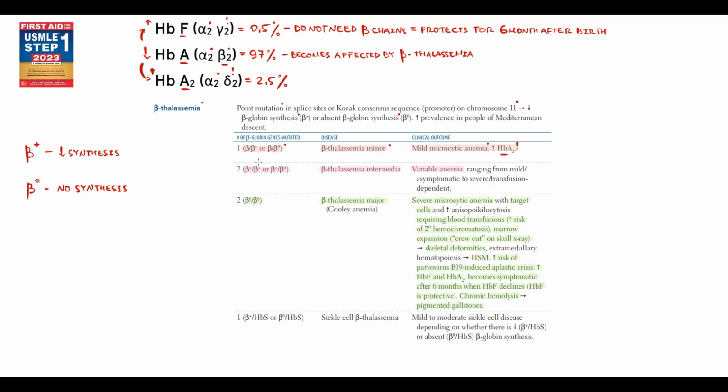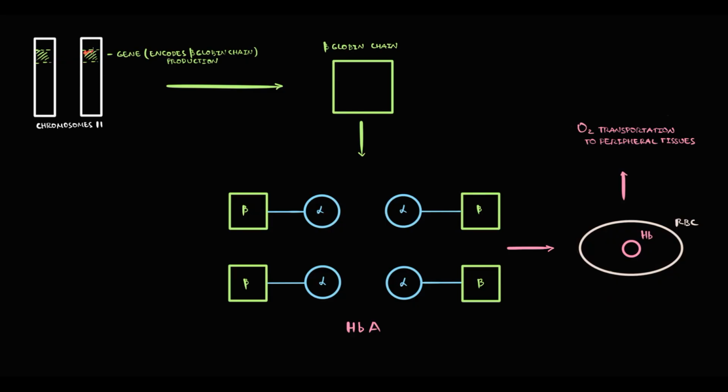The second possibility is complete disruption of beta chains production, which is possible if all beta-globin genes are not working. This form we call beta thalassemia major or Cooley anemia. So in this case, both genes which encode the production of beta chains are not working. Without genes, we cannot produce any beta-globin chains. So in this case, beta-globin chains are completely absent.